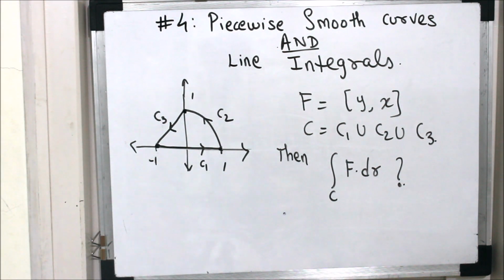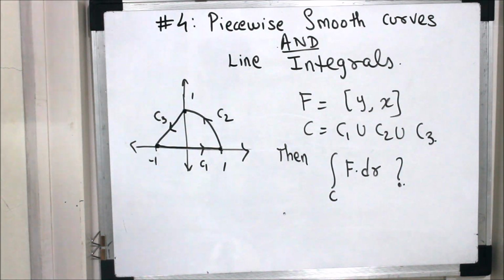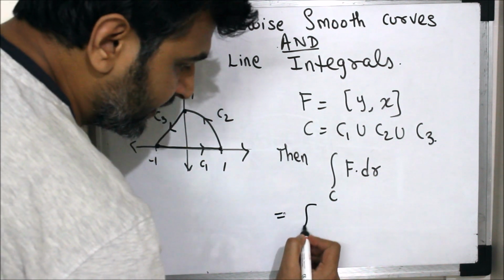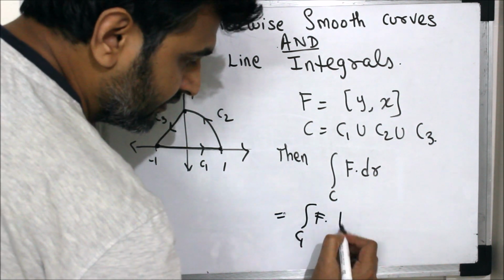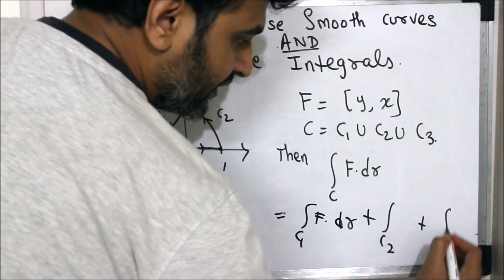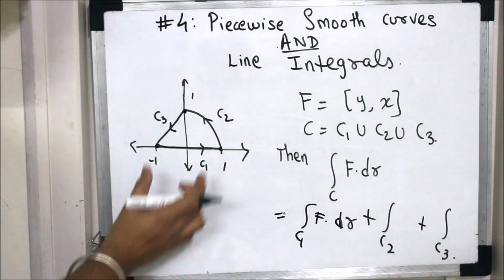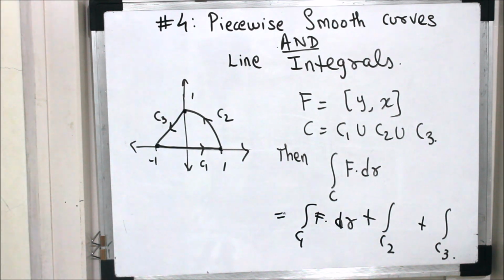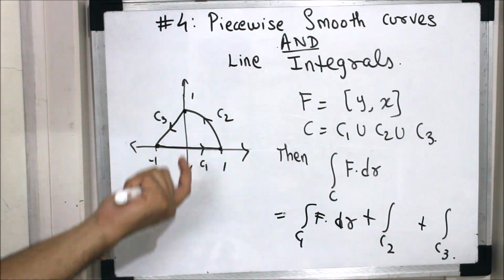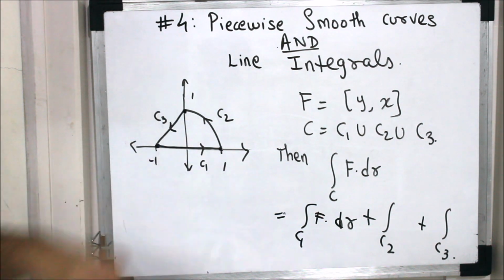Line integral behaves in a very nice way, and when you have such a scenario, the line integral over this curve is nothing but the line integral over C1 plus the line integral over C2 plus the line integral over C3. So you do them individually and then you add them up. What you get is the line integral over the whole curve. So that's how you solve such kinds of problems. Whenever you have a piecewise smooth curve, you just split it up into pieces. Wherever it is smooth, you parameterize, and your job is over.